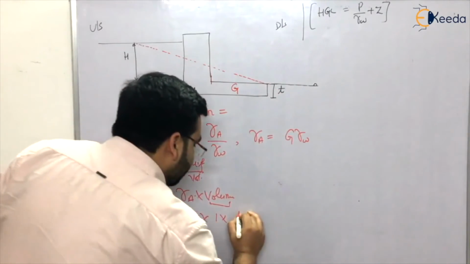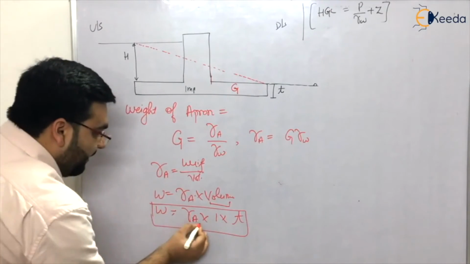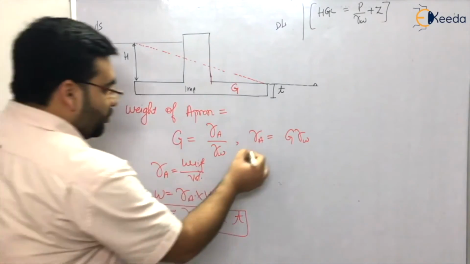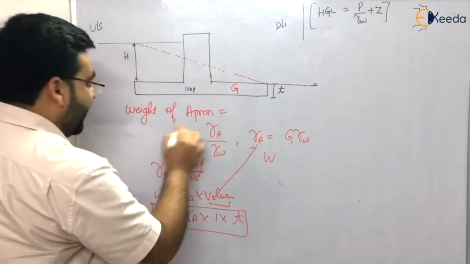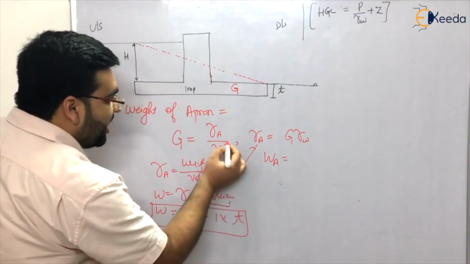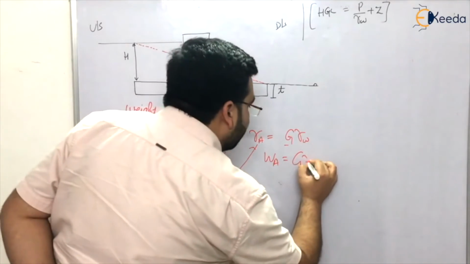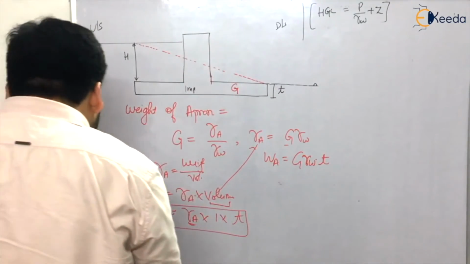Thickness is T. So can I write the weight of the structure as gamma A into 1 into T? So weight of the structure, or weight of the apron, will be equal to gamma A. Gamma A is G into gamma W, into thickness of the floor, right? So this is the weight of the apron.